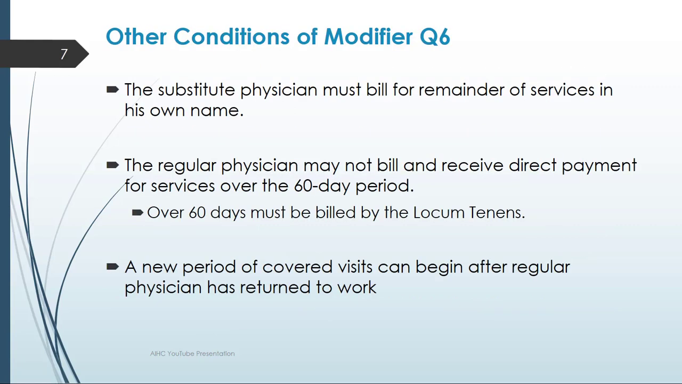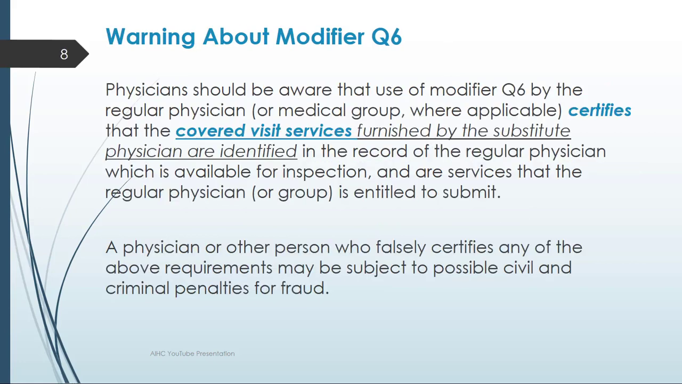If services are provided by a substitute physician over a continuous period of longer than 60 days, the regular physician must bill the first 60 days with modifier Q6. The substitute physician then must bill for the remainder of services in his or her own name. The regular physician may not bill and receive direct payment for services over the 60-day period. A new period of covered visits can only begin after the regular physician has returned back to work.